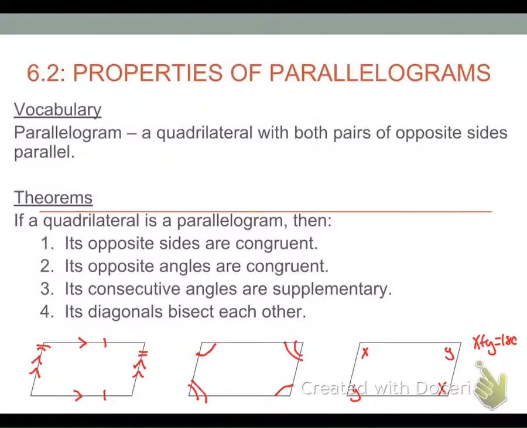And then the diagonals bisect each other. I'm going to put the diagonals into that second picture. I'll change my color. Imagine that is perfect. Okay, what does it mean to bisect? Cuts in two, and our parts that it splits are going to be congruent.